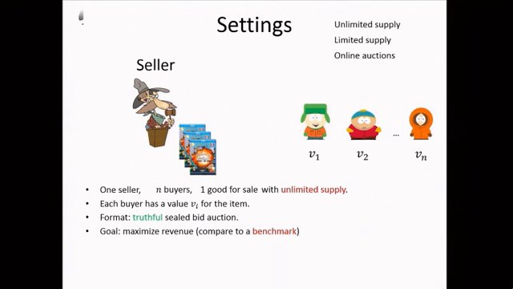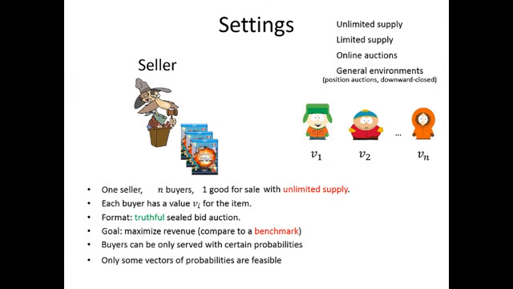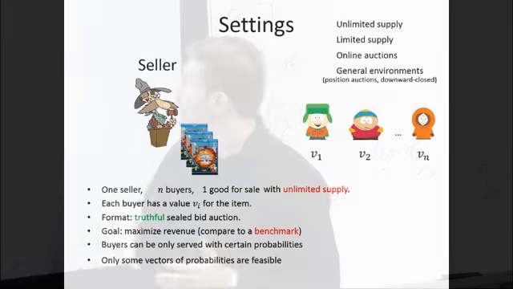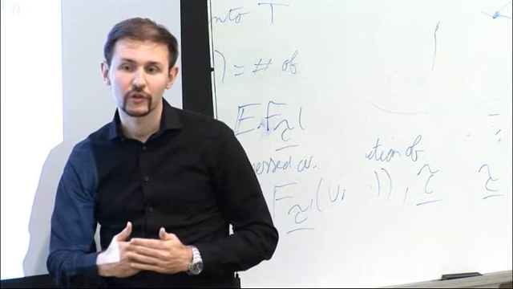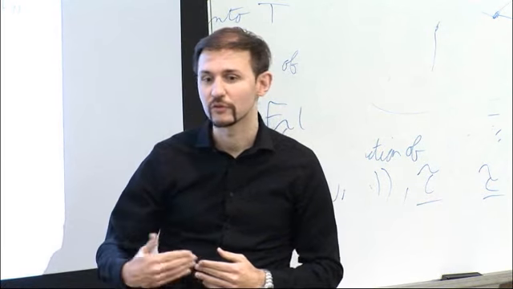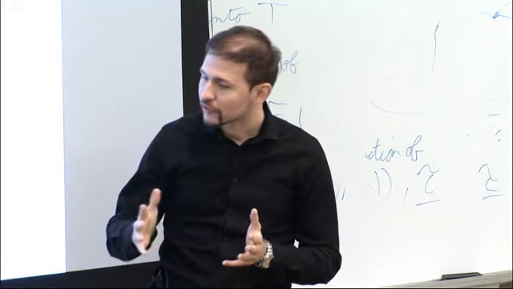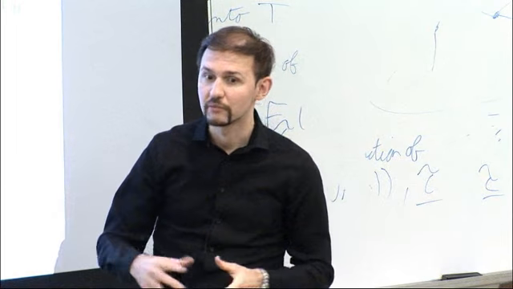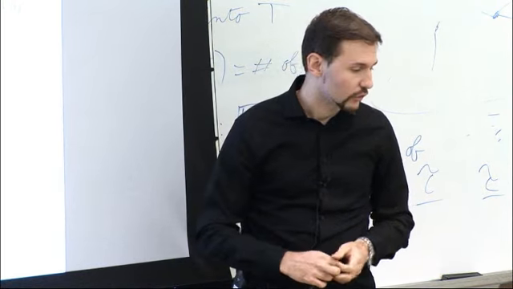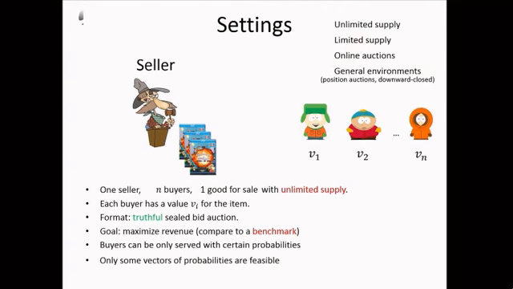You can also consider some more generalizations and variants of this problem. So for example, maybe you cannot serve them for sure, but you can serve them with certain probabilities. Like in position auctions, you can allocate them some slots, and each slot will correspond to a certain click-through rate, and only certain vectors of probabilities will be feasible. So you can imagine some space of possible vectors of probabilities. This is called general environments. Actually, they call them general downward closed permutation environments, and a good example of them is position auctions. So quite an important setting.